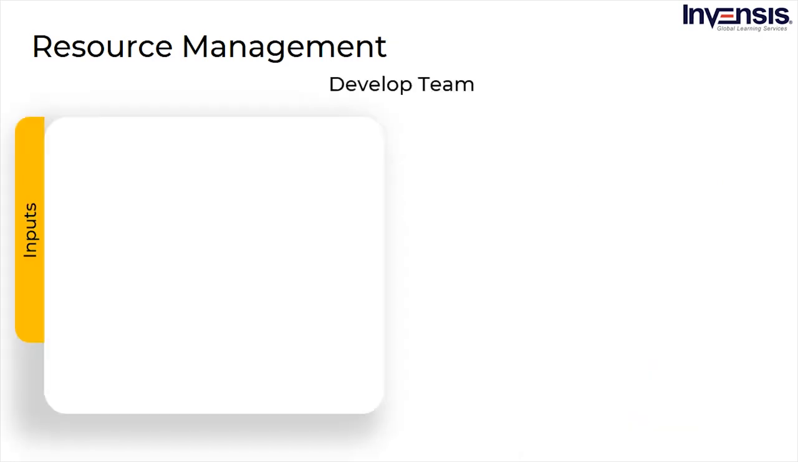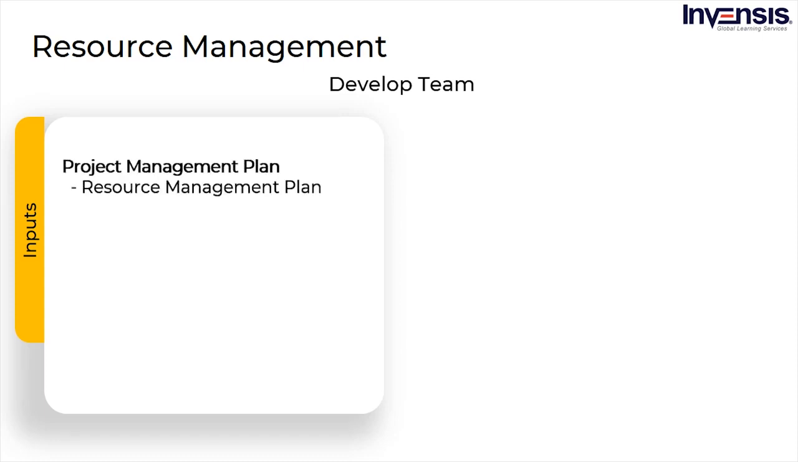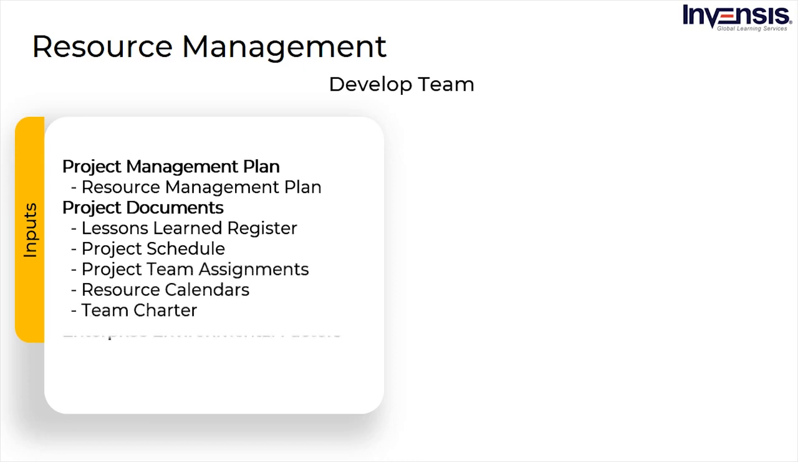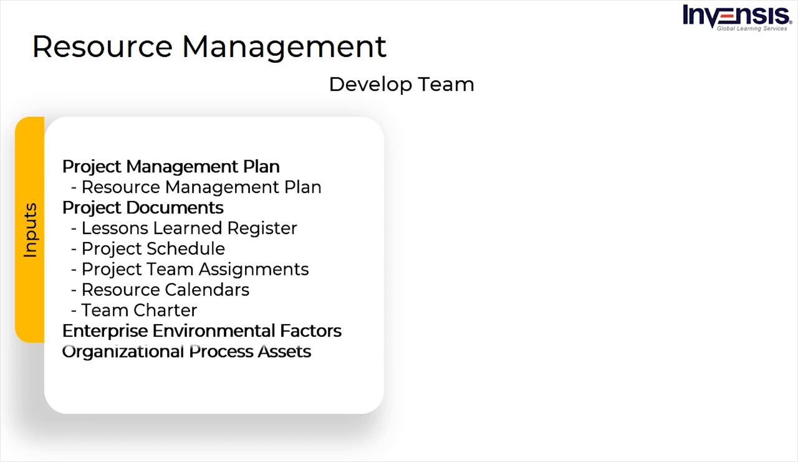The second process under this knowledge area is to develop a team. The inputs under this process is a project management plan that includes a resource management plan. Then, we have project documents that include the lessons learned register, project schedule, project team assignments, resource calendars, and team charter. Then we have enterprise environmental factors followed by organizational process assets.